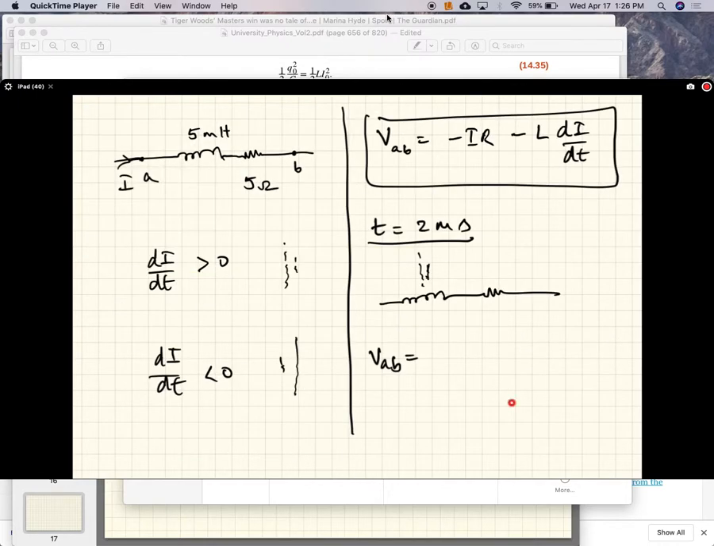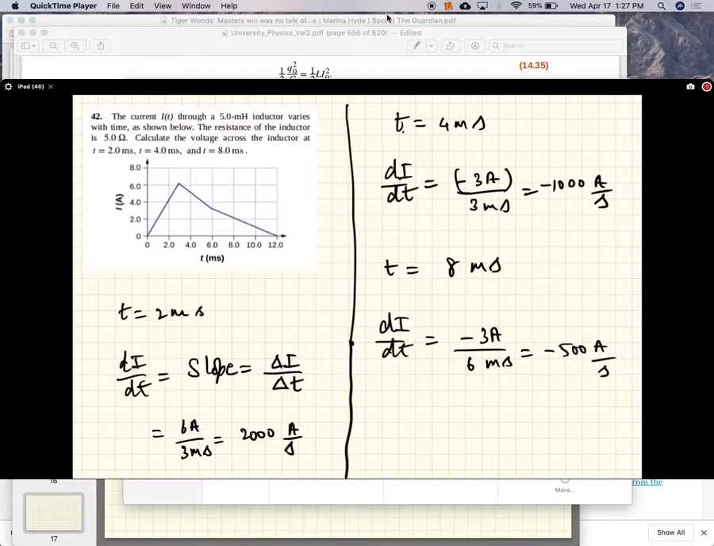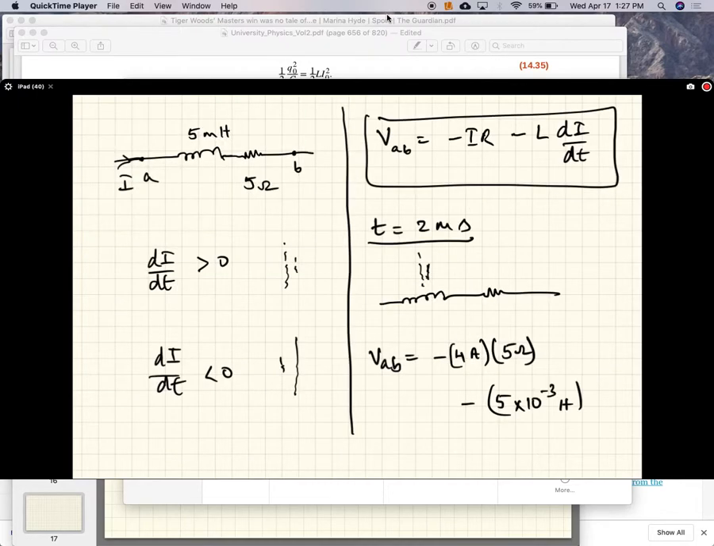Okay. So it's minus 4 amps times R, which is 5 ohms, and minus L, which is 5 millihenries. So this is the effect of the resistor, this is the effect of the inductor. And di/dt is 2000 amps per second, 2 times 10 to the 3 amps per second.